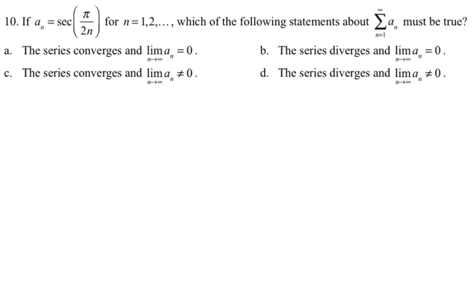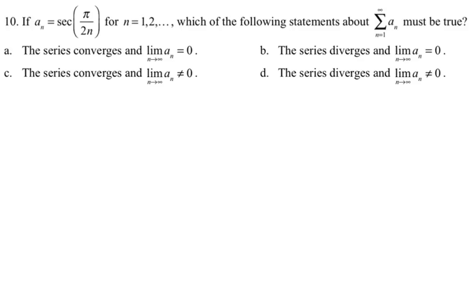I mean, that's possible. The series diverges and the limit as a sub n approaches infinity is 0. That's also possible because the n-term test can only tell you divergence. So if you get a limit of 0, you have no idea. Maybe it converges, maybe it diverges. We don't know. The series converges and the limit is not 0. That's actually not possible. We could cross that out right now. I'm not going to, but we could. The series diverges and the limit is not 0. Yeah, that could definitely happen.